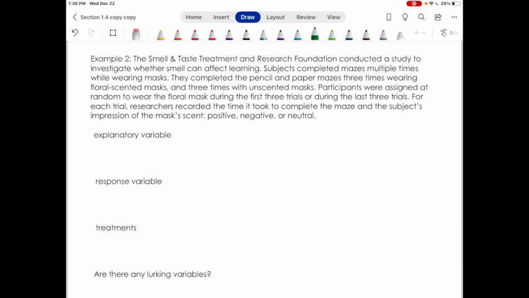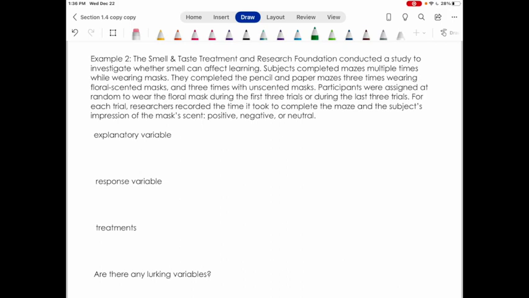The Smell and Taste Treatment and Research Foundation conducted a study to investigate whether smell can affect learning. Subjects completed mazes multiple times wearing masks, and they completed the pencil and paper mazes 3 times wearing floral scented masks, and 3 times with unscented masks. Participants were assigned at random to wear the floral mask during the first 3 trials or during the last 3 trials. For each trial, researchers recorded the time it took to complete the maze and the subject's impression of the mask scent, positive, negative, or neutral.